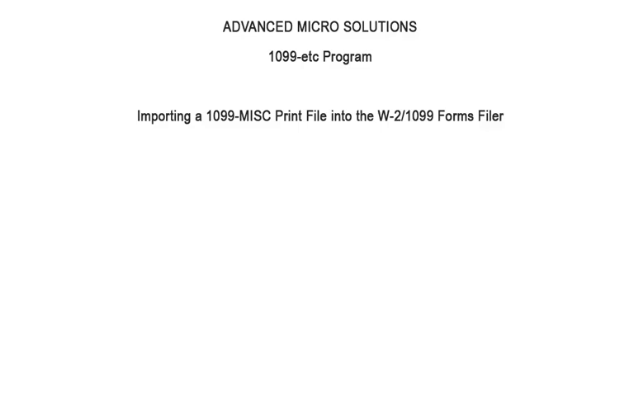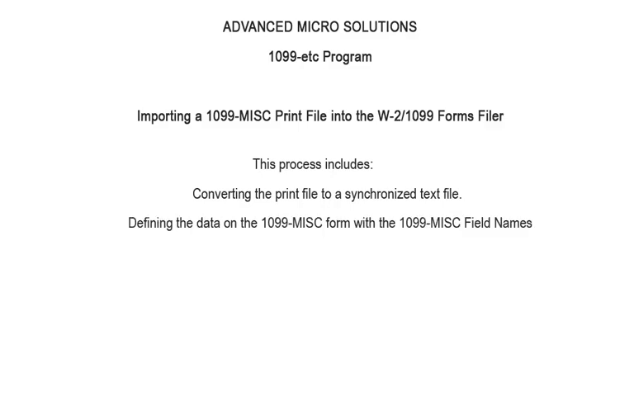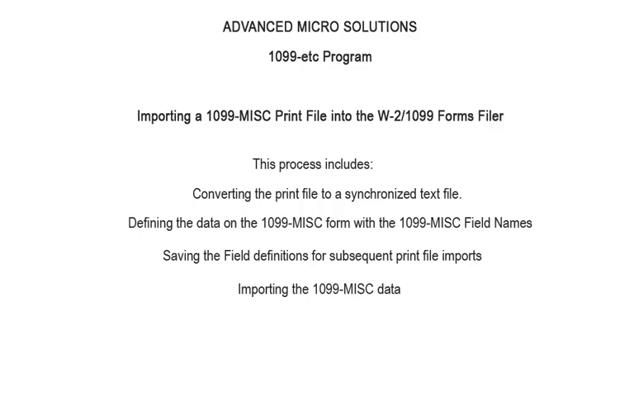This tutorial covers importing a 1099 miscellaneous print file into the W2 1099 forms filer. When importing, only one pair's 1099 miscellaneous data can be imported at a time. This process includes converting the print file to a synchronized text file, defining the data on the form with the 1099 miscellaneous field names, saving the field definitions for subsequent imports, and finally importing the data into the 1099 miscellaneous forms. What is a print file?